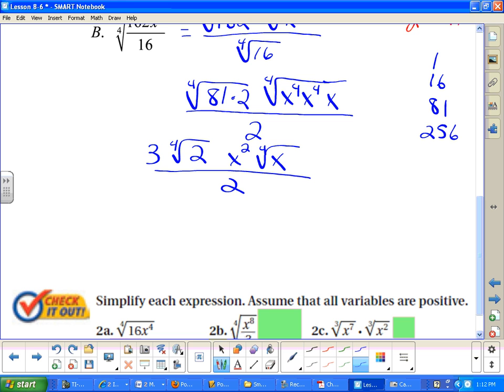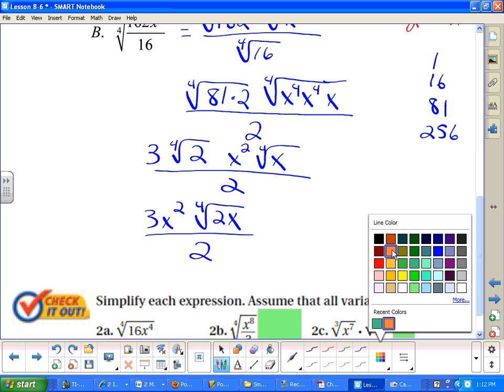So we can combine them. Because the 3 and the x squared are outside the radical, I can put them together. Because the 2 and the x are inside the radical, I can put them together: 4th root of 2x. And then I have 2 in the denominator. And that's my answer.